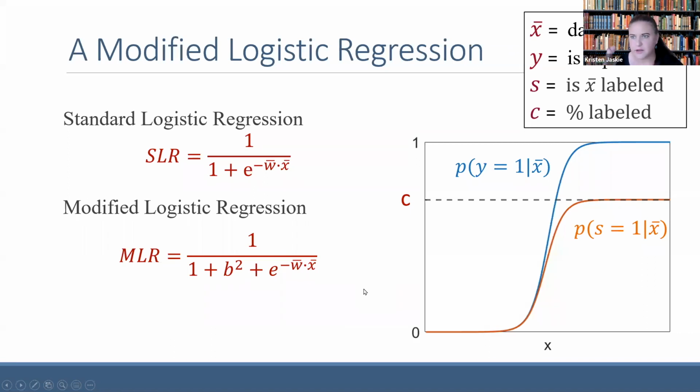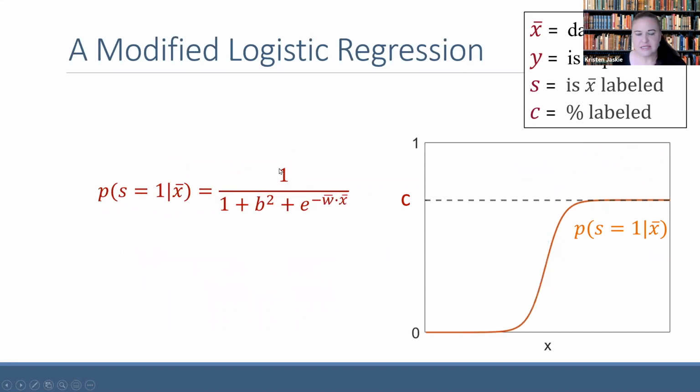Now, you may be getting a little bit lost in the math. I know there's a lot of math here. I'm trying to minimize as much as I can, but this is really the crux of why this algorithm works. So if you're feeling a little lost, that's okay. We'll get to the results here in a minute. But with this modified logistic regression, we can now model this probability of being labeled effectively.